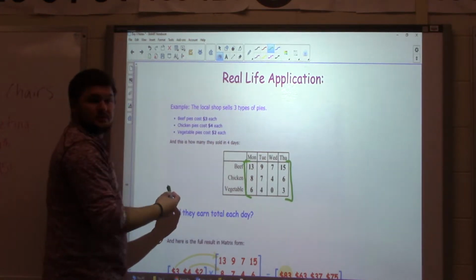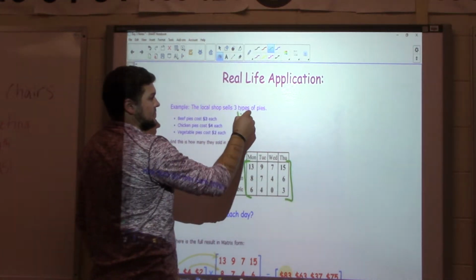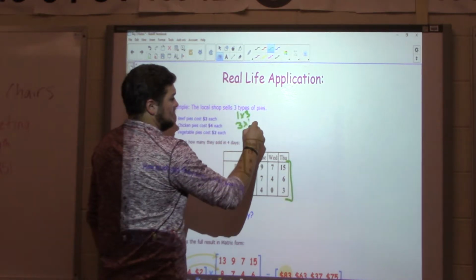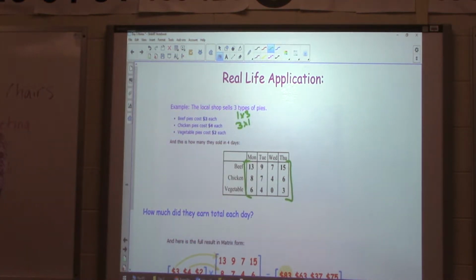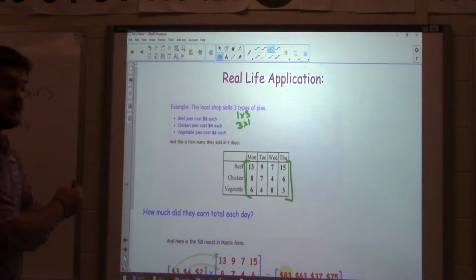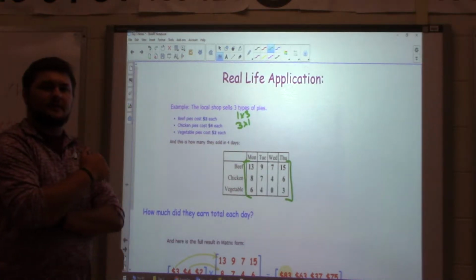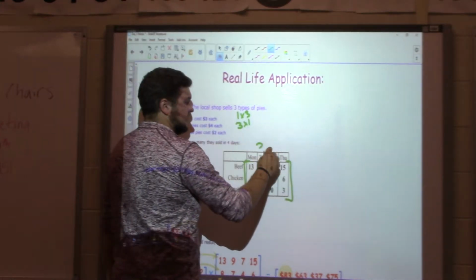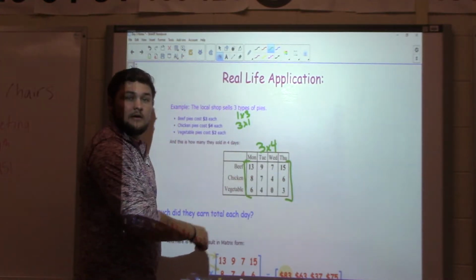Well, I have three values. I can make it either a 1 by 3 matrix or a 3 by 1 matrix. Which one do you think I should make? Why? So then they can actually multiply, what do you mean by that? That's a 3 by 4. Good, right? This one's going to be a 3 by 4.